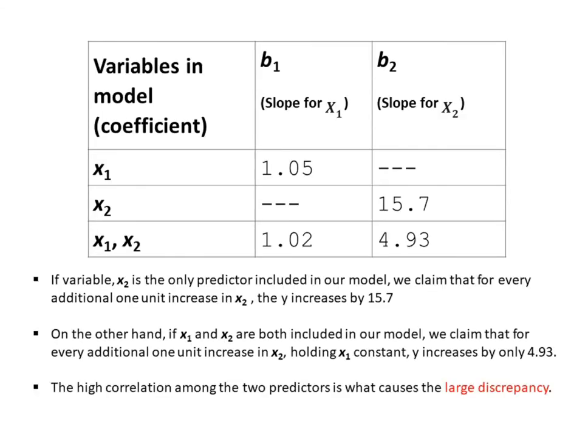For example, if variable x2 is the only predictor included in our model, we claim that for every additional 1 unit increase in x2, the y increases by 15.7. On the other hand, if x1 and x2 are both included in our model, we claim that for every additional 1 unit increase in x2, holding x1 constant, y increases by only 4.93. The high correlation among the two predictors is what causes the large discrepancy.